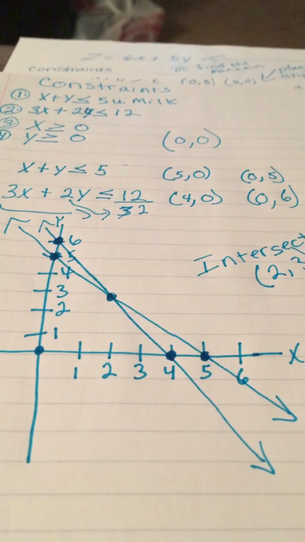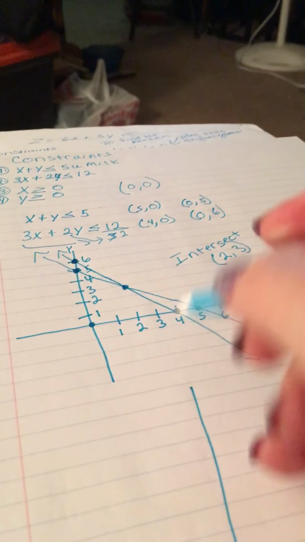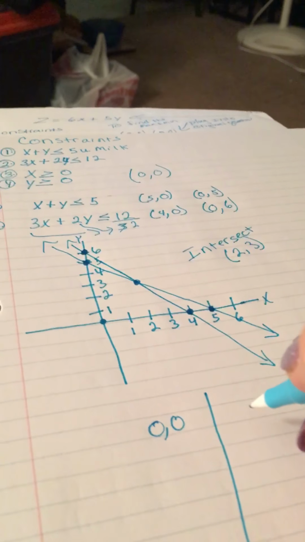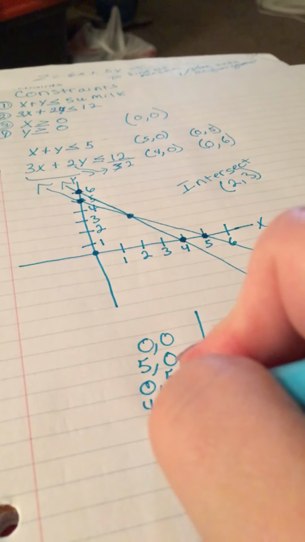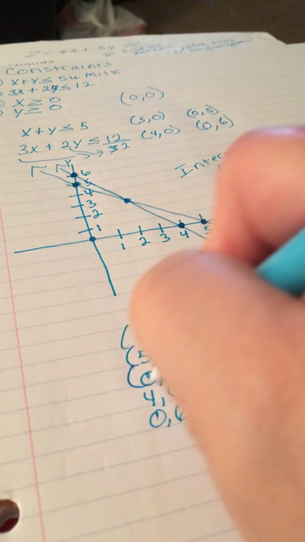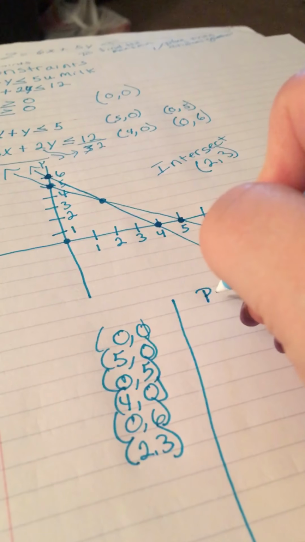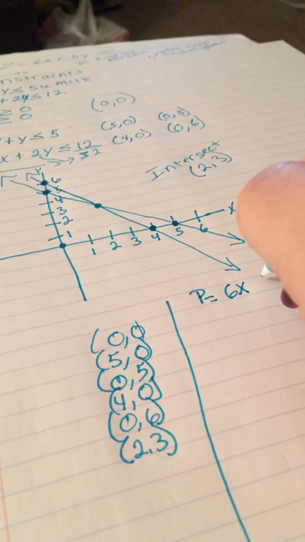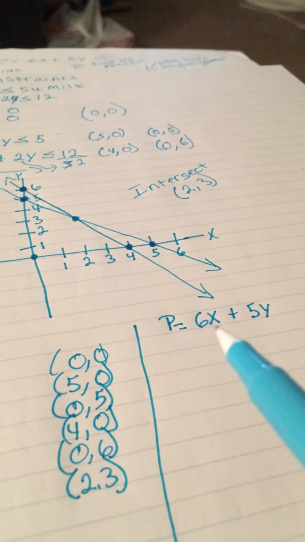So what we want to do now is build a table to find the maximum profit. So we're going to take all of our points. We're going to start with 0, 0. Then we're going to have 5, 0, 0, 5, 4, 0, 0, 6, and then our intersect at 2 and 3. What we want to do to find the maximum profit, remember I said in the beginning, our original equation, profit equals $6 per unit of X plus $5 per unit of Y. We are going to plug these points in for X and Y.